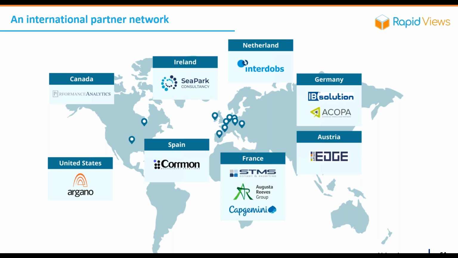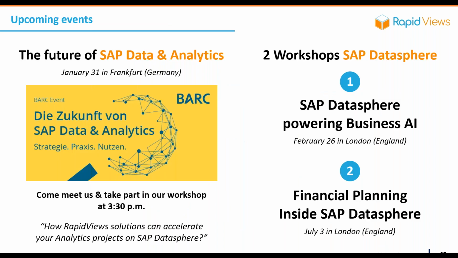We are Performance Analytics in Canada, Argano in the United States, Common MS in Spain, CPAR Consulting in Ireland, Enterdobs in Netherlands, STMS, Augustariv, and Capgemini in France, IB Solution and Acopa in Germany, and Advantage Edge in Austria. So feel free to contact these partners or directly us if you want any demos or any proof of concept.